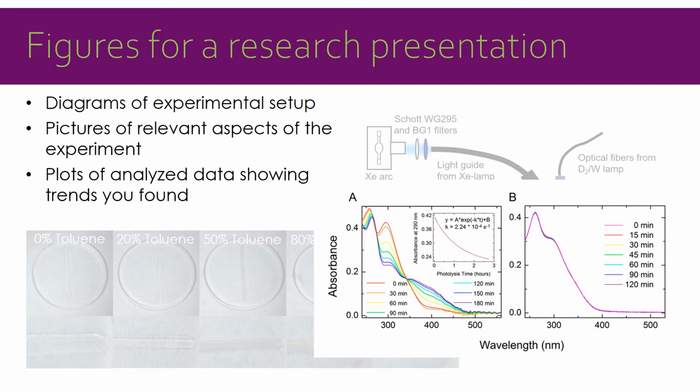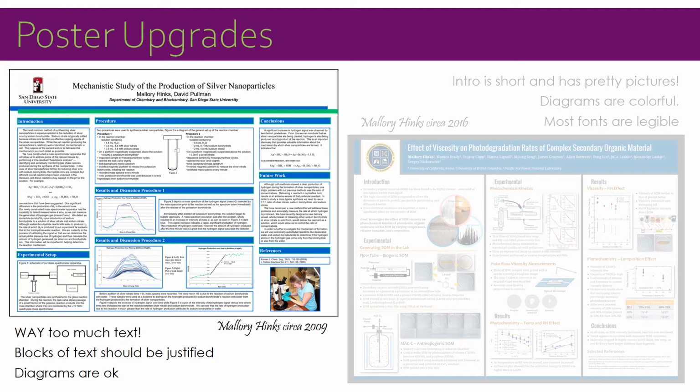So if you're doing a poster, I wanted to kind of talk about how you can upgrade a poster. These are two posters that I've done in various points of my career. The first one was during my master's. And as you can see, this poster on the left, it has way too much text. And second of all, these blocks of text look kind of messy. So if you were going to do a block of text, you could justify it so it looks a little neater. I did use some diagrams here, but they're pretty basic. I think I could have done a little bit better there.